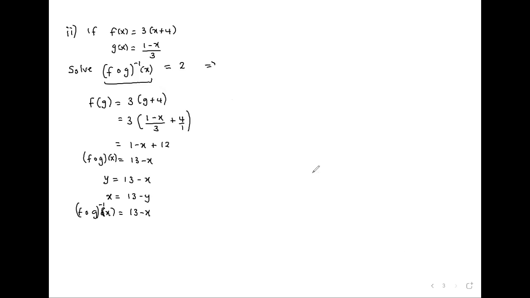Then 13 minus x is going to be equal to 2, so that you get negative x is equal to 2 minus 13, which is minus 11. Divide by negative 1, so x is equal to 11.